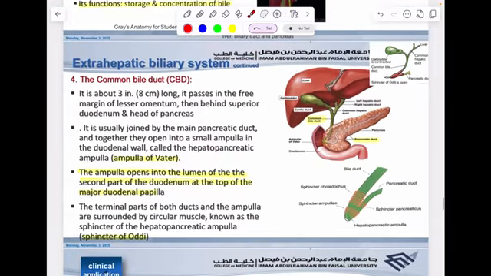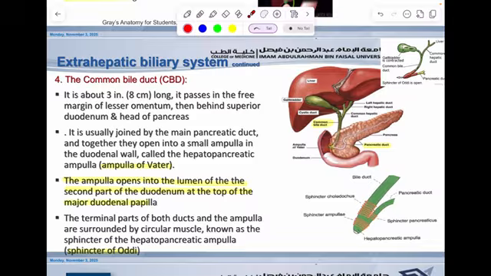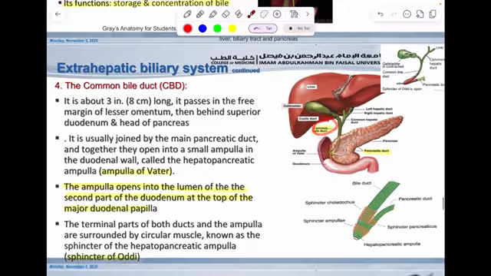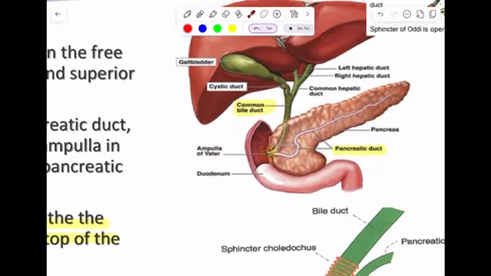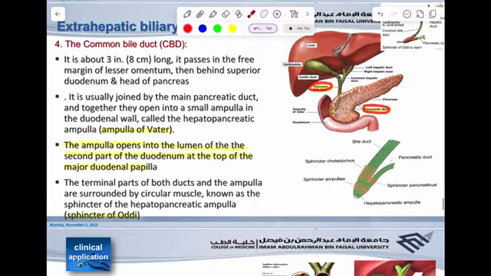نرجع للcommon bile duct. It's going to be here. بعد ما the bile leaves the gallbladder, it's going to reach the common bile duct. بعدين عندنا structure here يهمنا اللي هو the ampulla of Vater. And this is essentially going to be the junction or the meeting point of the pancreatic and common bile duct. وبعدين, this ampulla is going to open into the lumen of the second part of the duodenum at the top of the major duodenal papilla.